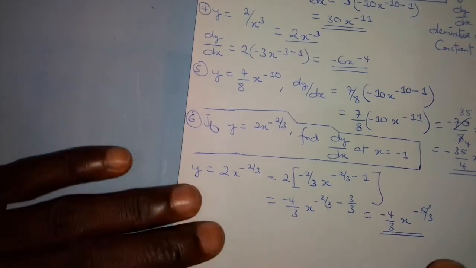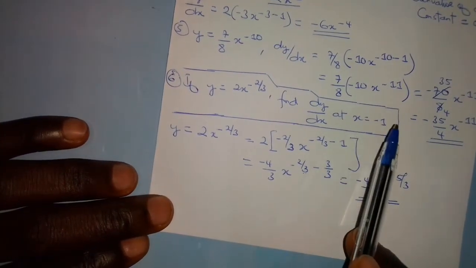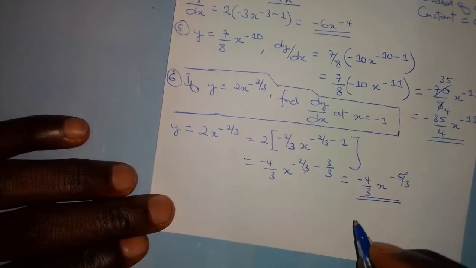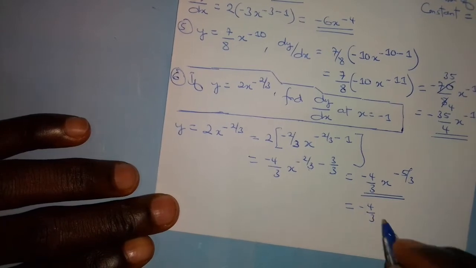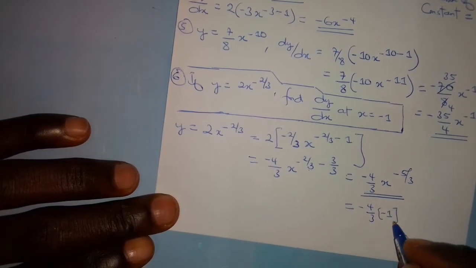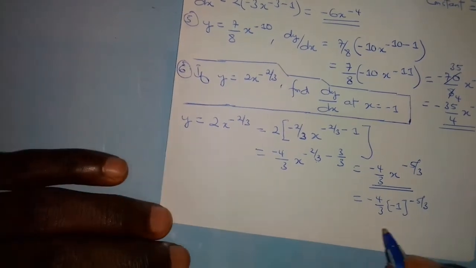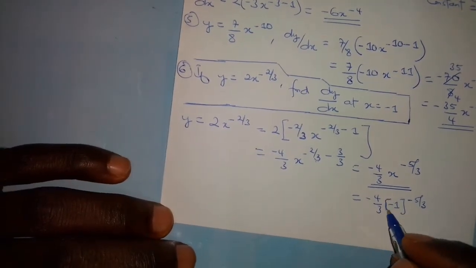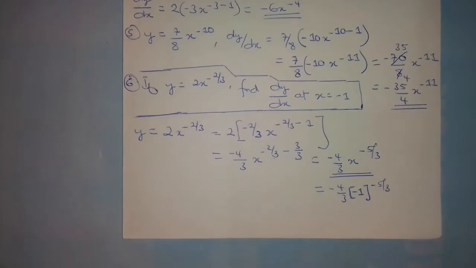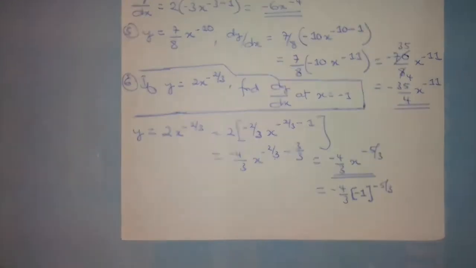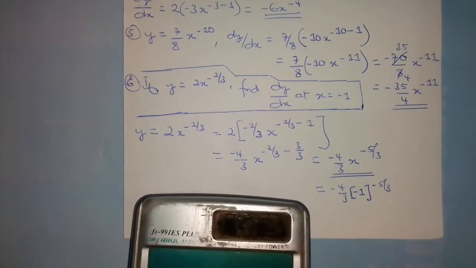But this won't be the final answer because we were asked to differentiate this at x equals minus 1. So this is where you introduce your calculators. If you have minus 4 over 3 times minus 1 raised to the power of minus 5 over 3, you use your calculator and you get the answer there. So if you were to use your calculator, what would be the answer you'd find? So let's try that here.